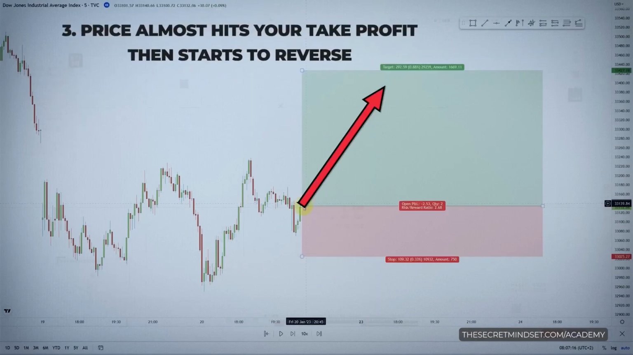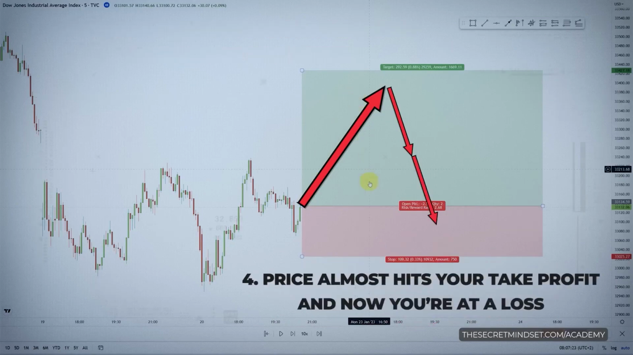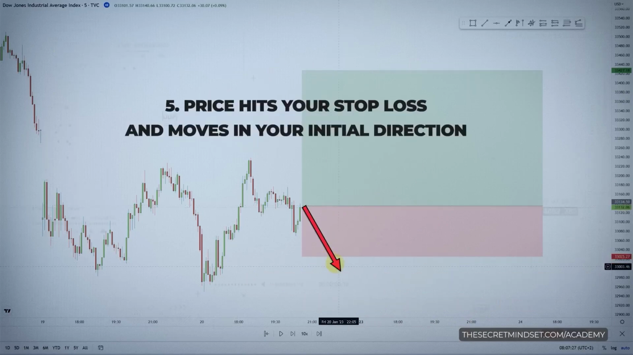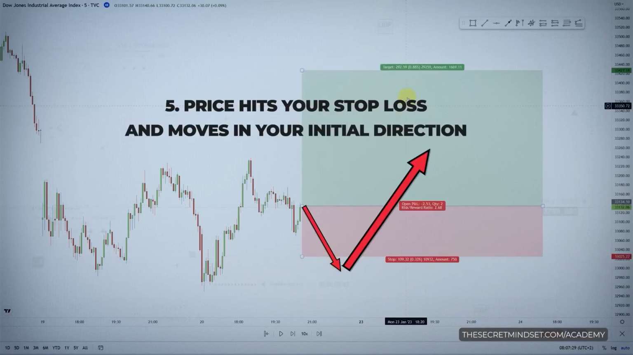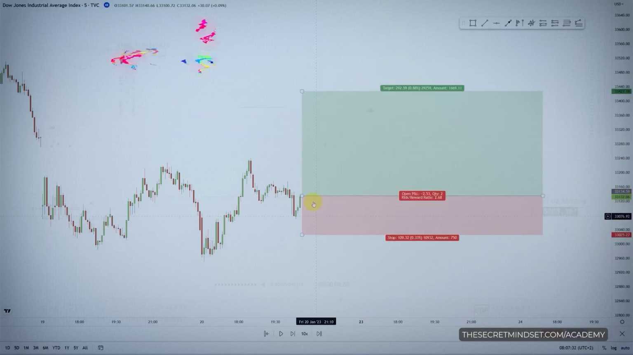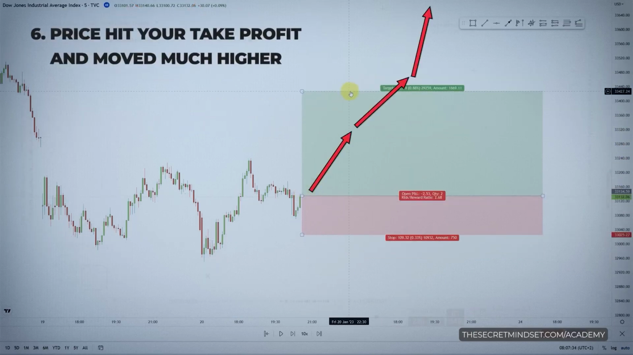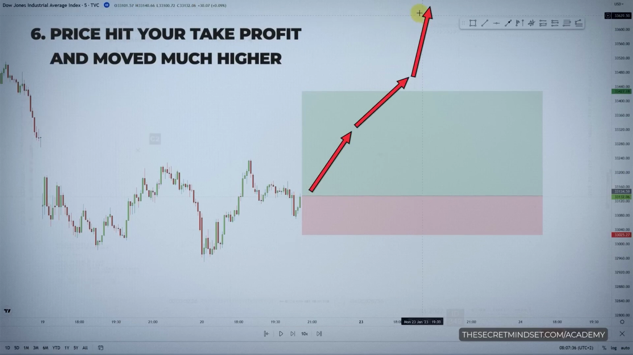But what about those times when price almost hits your level? Do you know how to protect your trade? What if it returns to your entry? Do you know what to do? What if it hits your stop loss in the first place and then starts to go in your initial direction? And what if your take profit is too low and you're settling with a small gain?